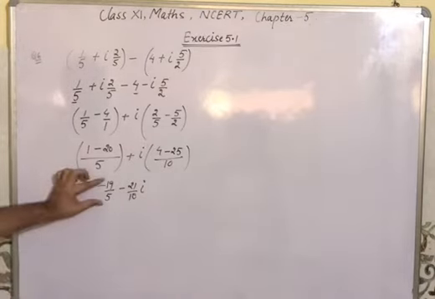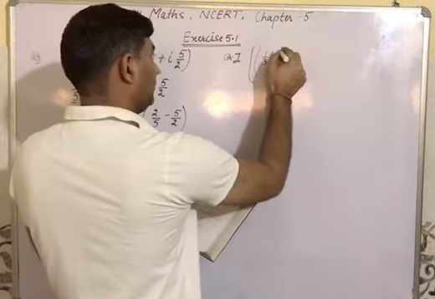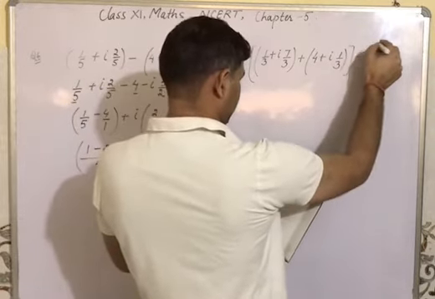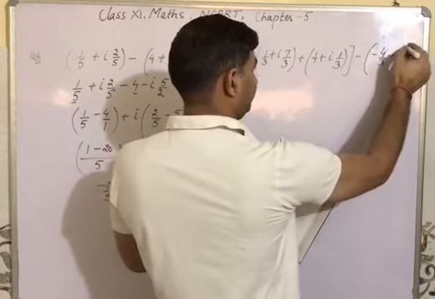What is question number 7? Question number 7 is 1/3 + i·7/3, plus 4 + i·1/3, and then minus 4/3 + i. This is 1/3 + 7/3 i, plus 4 + i·1/3, and minus 4/3 + i. And solve this in the form of a + ib.